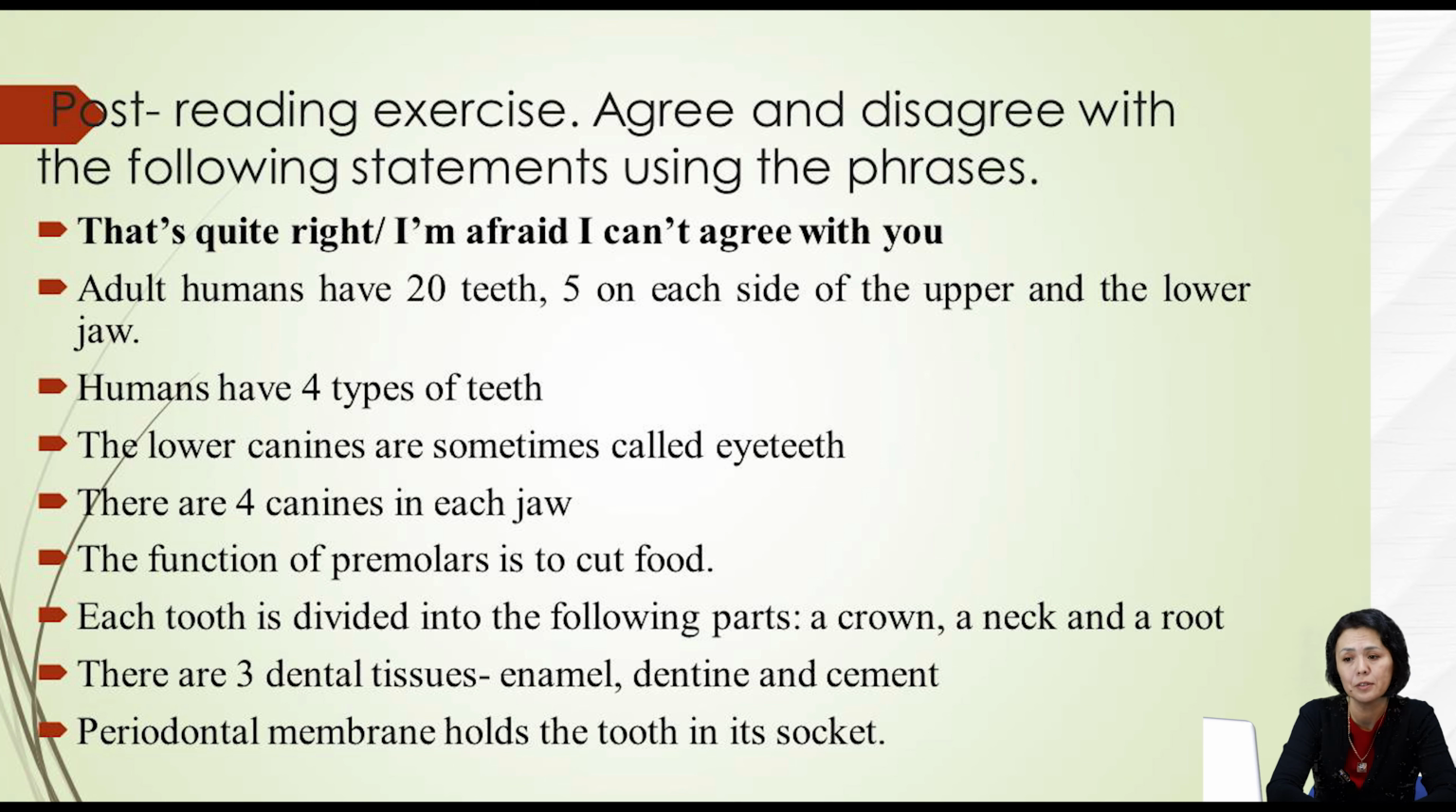For example, the first: adult humans have 20 teeth, 5 on each side of the upper and lower jaw. Do you agree or disagree? Of course. We disagree with this statement and we are afraid we can't agree with this, because adult humans have 32 teeth. Do this exercise in the same way till the end.